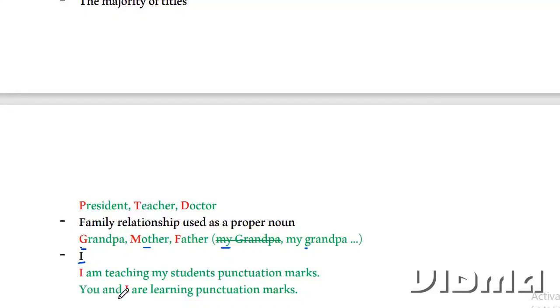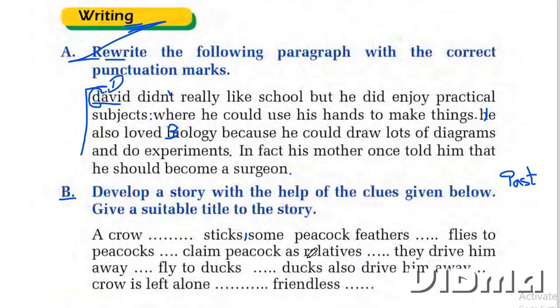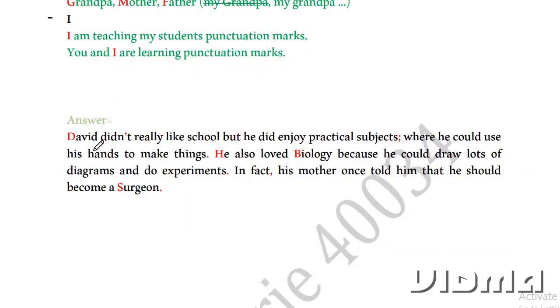Next, you and I are learning punctuation marks. So you and I, look at this, I is alone, so I is capital. Let me give you the proper answer. Okay, now this one, punctuation. The paragraph after the punctuation.